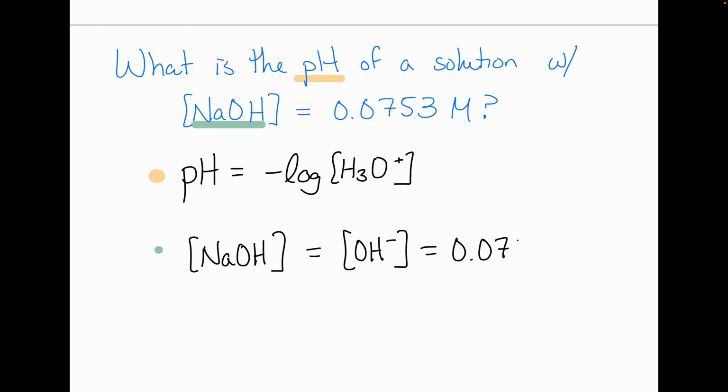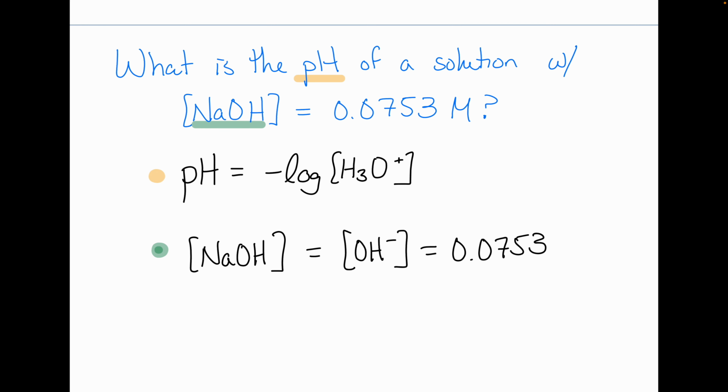All right, but I'm not quite there yet because my pH is in terms of the concentration of hydronium. I have the concentration of hydroxide. How am I going to square these two away? Calculate the pOH and then subtract from 14. Yeah, so that's one way, right?